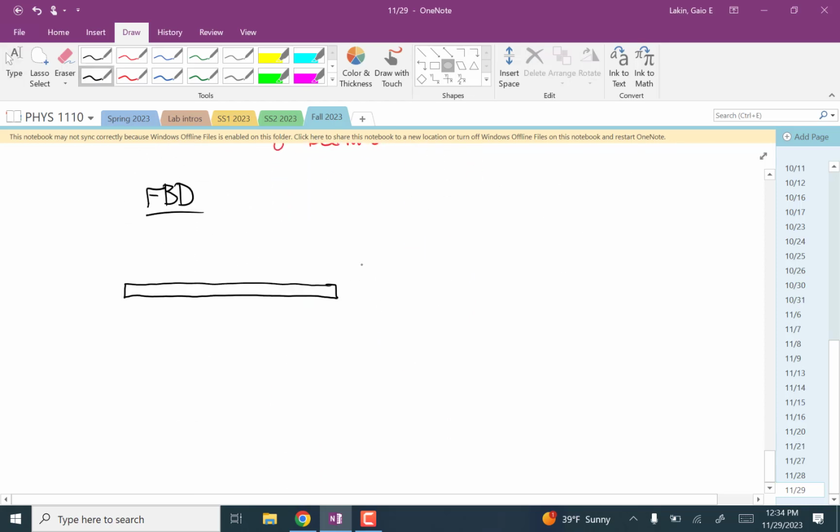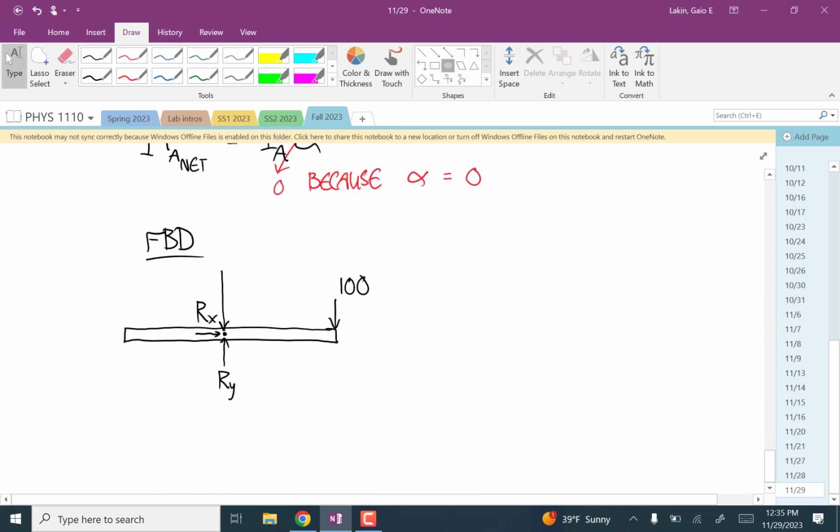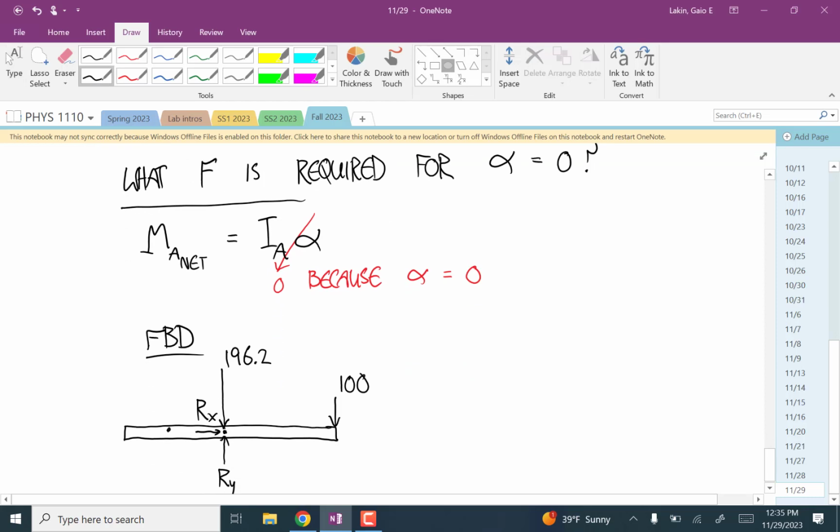We have a downward force of 100 here. At the middle, we have a horizontal and an upward force. This is Rx. This is Ry. We also have a weight force. I'm just moving it up here so it's not so cluttered. And that weight force is 196.2. And then we also have here this force F that we're trying to calculate.